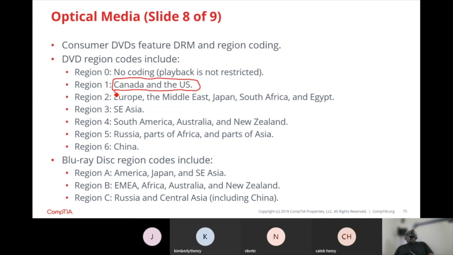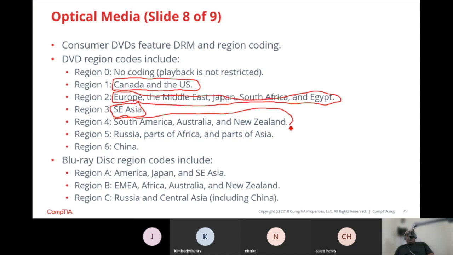So for all the DVDs that needed to be read in Europe, the Middle East, Japan, South Africa, and Egypt, these countries don't have a whole lot of people. So that's why they called it Region 2. Southeast Asia had even more people and more languages. That's why it was by itself. Then South America had a lot of languages to code. And then Russia and parts of Africa. And remember, China had way more people by itself anyway, but it has a lot of different dialects, so it has to be able to read those different regions.